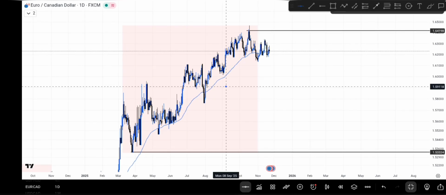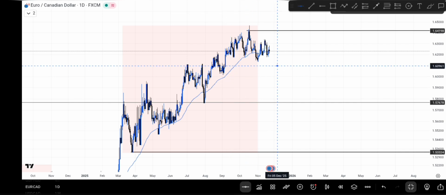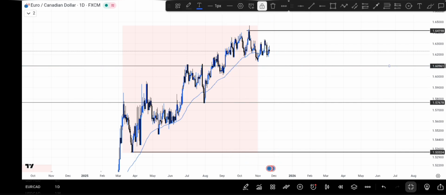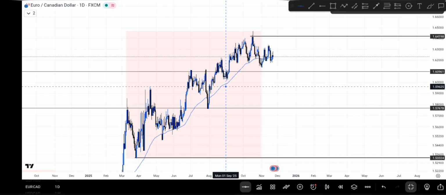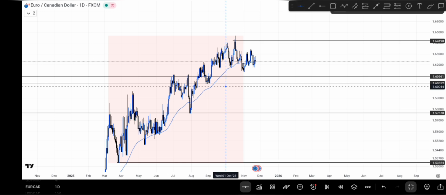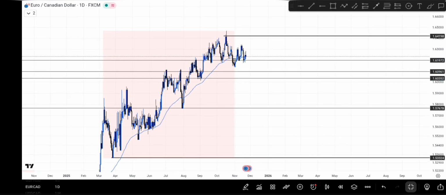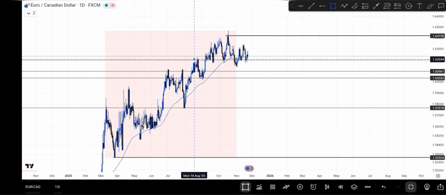Then we can start marking out our support and resistance levels, or reversal levels. These are reversal levels. This is also a reversal level. This is a reversal level, and this is also a reversal level. I think it's marked already, so I should just color grade it. This level is marked already.